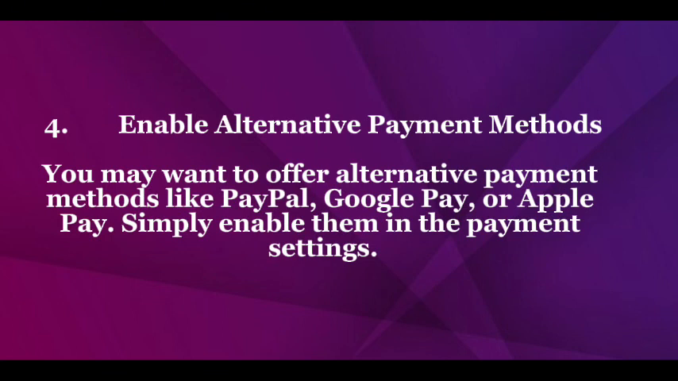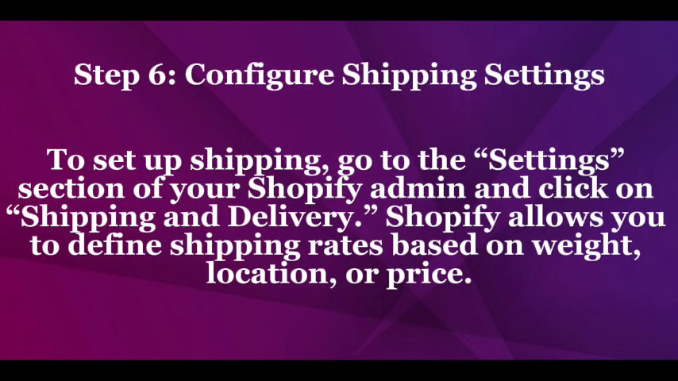4. Enable alternative payment methods. You may want to offer alternative payment methods like PayPal, Google Pay, or Apple Pay. Simply enable them in the payment settings. Step 6. Configure shipping settings. To set up shipping, go to the Settings section of your Shopify admin and click on Shipping and Delivery. Shopify allows you to define shipping rates based on weight, location, or price.